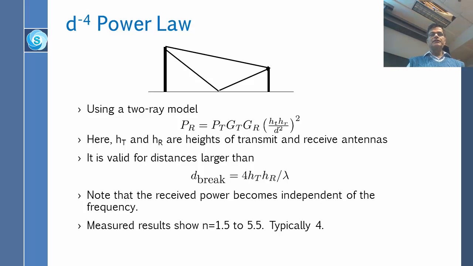So this is called the d raised to minus 4 power law, this is the most common value of power for d. So basically what it is saying is that the signal strength goes down as the 4th power of d. So if you go twice the distance from a cellular tower, you get 1/16th. Twice the distance, 2 raised to minus 4, 1/16th power signal.